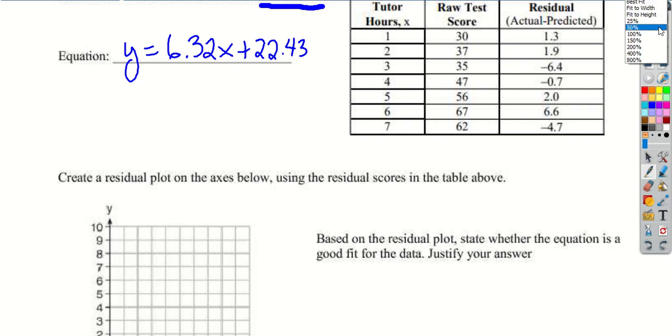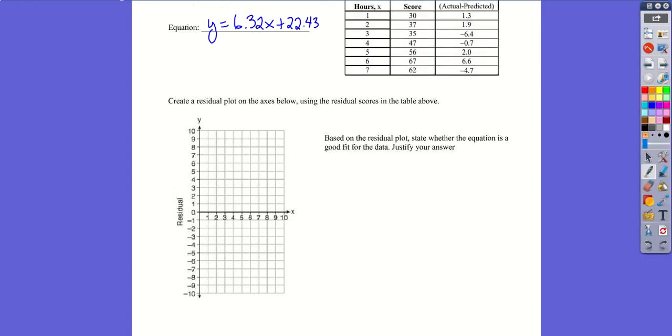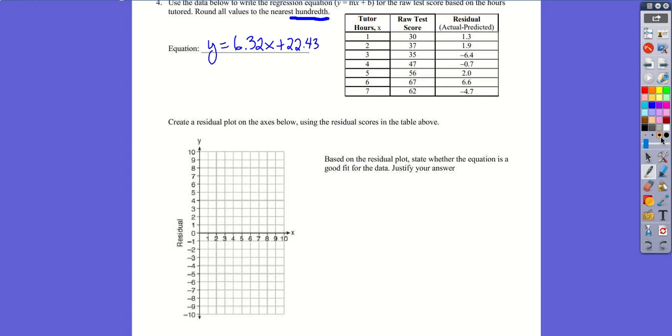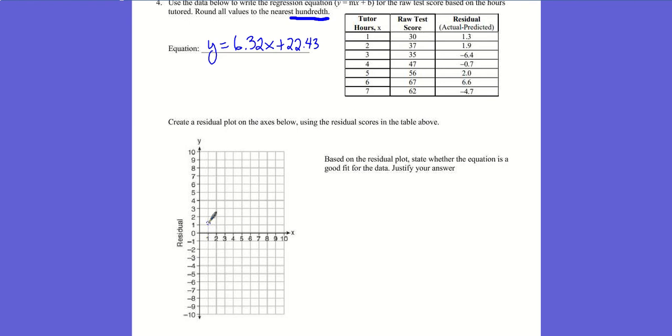I've got to make this a little bit smaller just so we can use it here. And we're going to go ahead and make the plot. So at 1, we're at 1.3, so just above 1. At 2, we're at 1.9, so almost at 2. 3 is at negative 6.4, just in between negative 6 and negative 7. 4 is at negative 0.7. 5 is at 2.0.